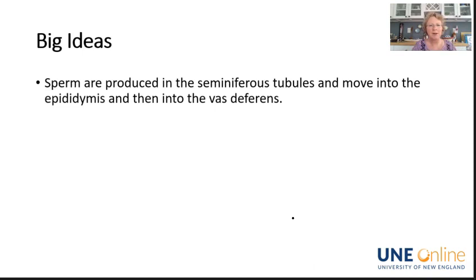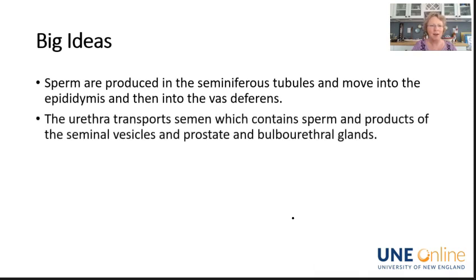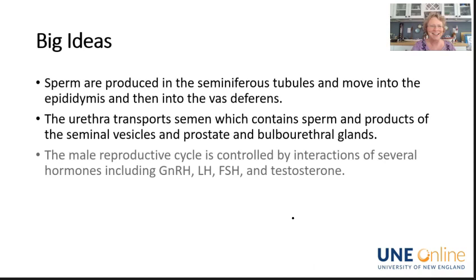So our big ideas here: sperm are produced in the seminiferous tubules and move into the epididymis and then into the vas deferens. The urethra transports semen, which contains sperm and products of the seminal vesicles and prostate and bulbourethral glands. And the male reproductive cycle is controlled by the interactions of several hormones, including gonadotropin releasing hormone, luteinizing hormone, follicle stimulating hormone, and testosterone.